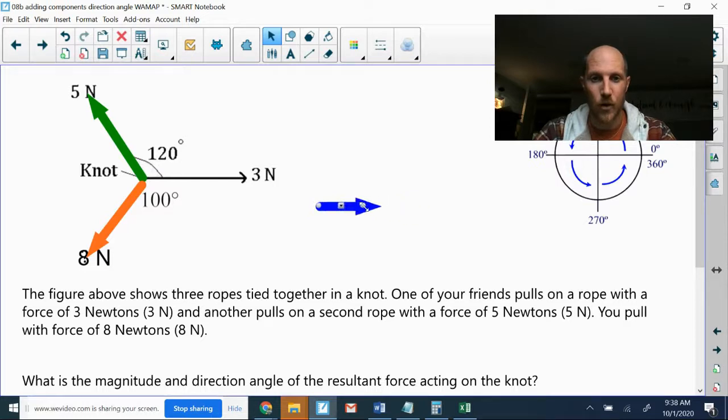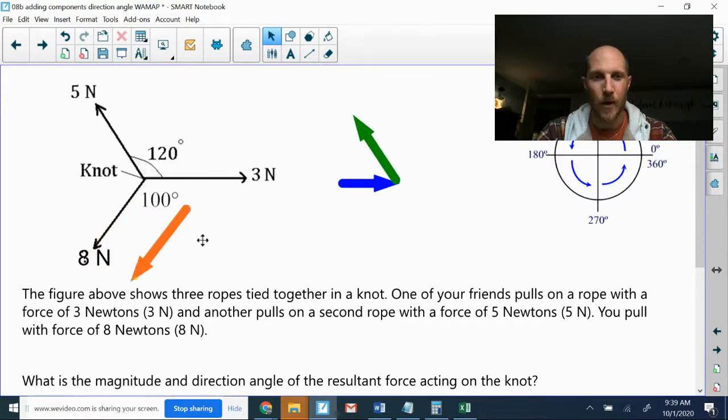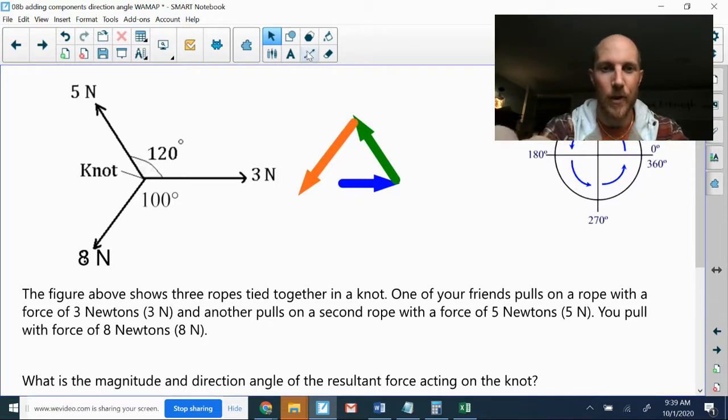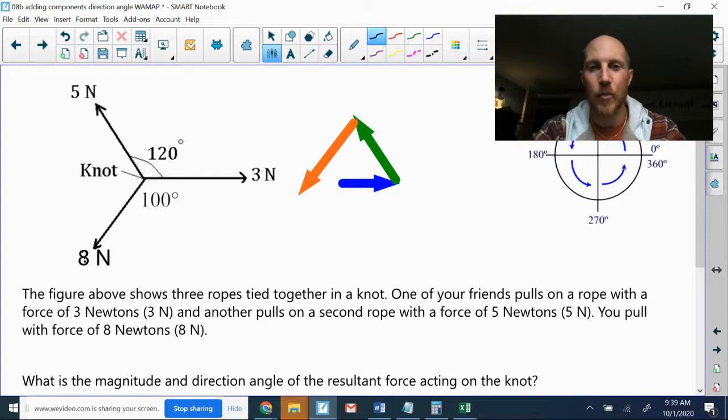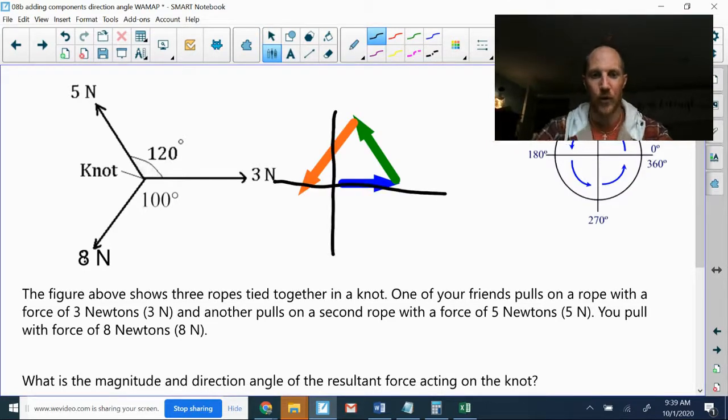Let's shorten up that blue one, and we'll just start a new graph over here. Then that's too long for a 5 Newton vector. Maybe like that. And then we can get this orange one at the end. This looks a little bit better. It's still not completely accurate. I didn't measure any of those, but at least closer to scale.